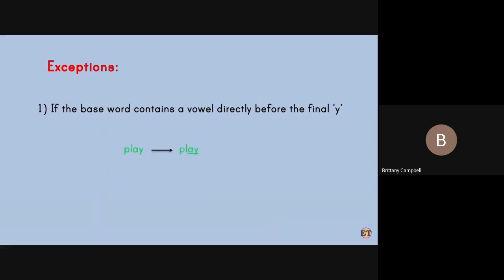There are two exceptions to this. First, if the base word contains a vowel directly before the final Y, the Y stays as it is. For example, play, plays, stay, stayed, enjoy, enjoyable. The Y in each of these words stays as it is because of the vowel that comes before it.